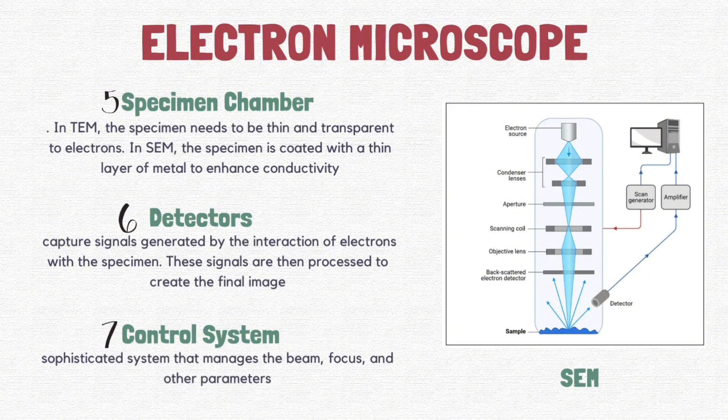And lastly, we have the control system. The microscope is controlled by a sophisticated system that manages the beam, focus, and other parameters. Modern electron microscopes often have a computer interface for precise control and automation.